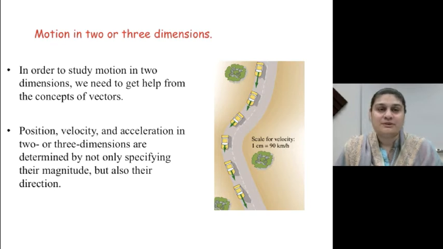So what do we have to do in order to study motion in 2 or 3 dimensions? In order to study motion in 2 dimensions or 3 dimensions, we need help from our friends, the vectors. Positions, velocity, acceleration in 2D and 3D are determined not only by specifying their magnitude, but also their direction, again in 2 dimensions and 3 dimensions.